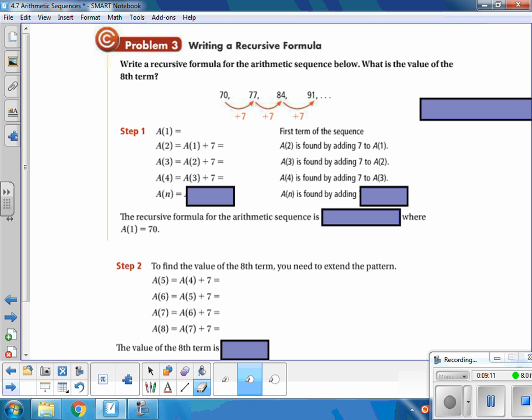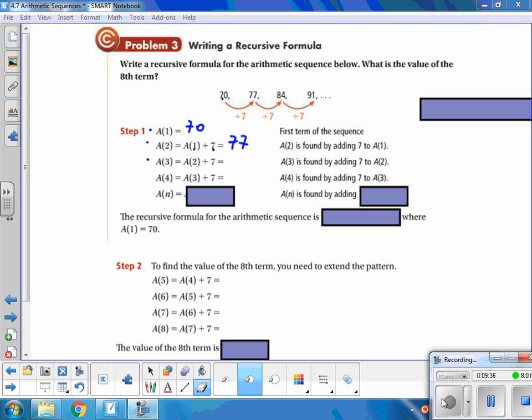So my first term, it is just going to be my 70. Okay, first term is all set. My second term is going to be my first term plus 7. All right, so first term being 70, which we see up here. Okay, first term plus 7, so this is where I get my 77.